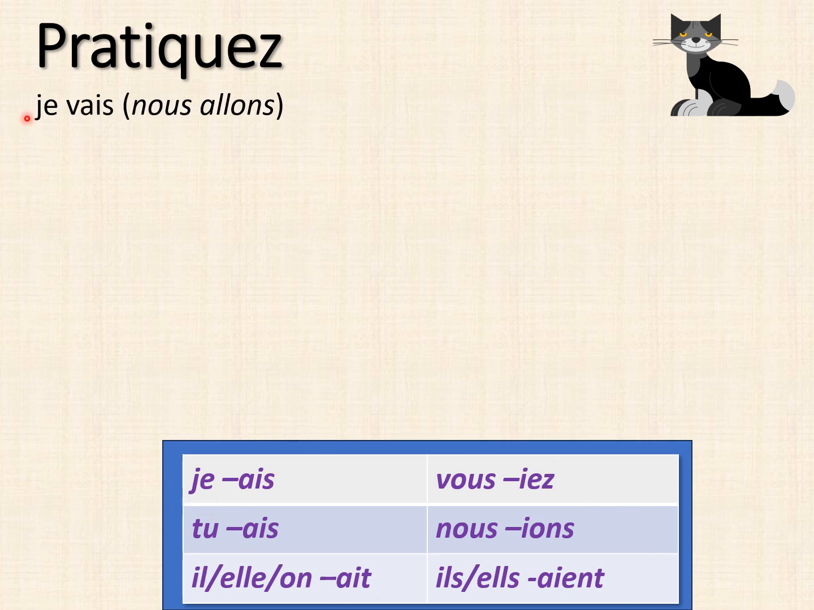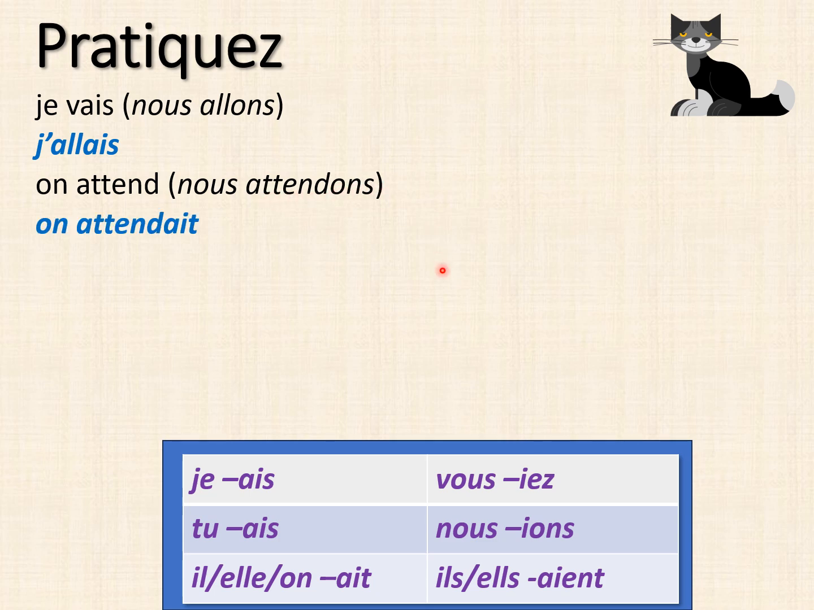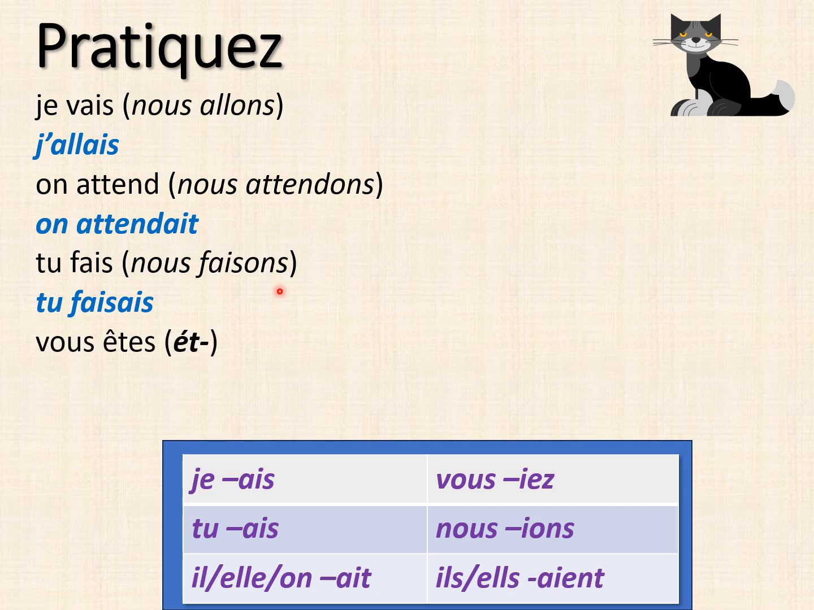So, je vais, how would we make this imparfait? And I'm giving you as a reminder, here's the present tense nous form. So take off the ONS and you get ALL, right? So it would be j'allais. On attend. We wait. Remember, this is nous attendons, so take off the ONS and add the ending. On attendait. Tu fais. Remember, here's the nous form of the verb, F-A-I-S. So take off the O-N-S and add the ending, tu faisais.